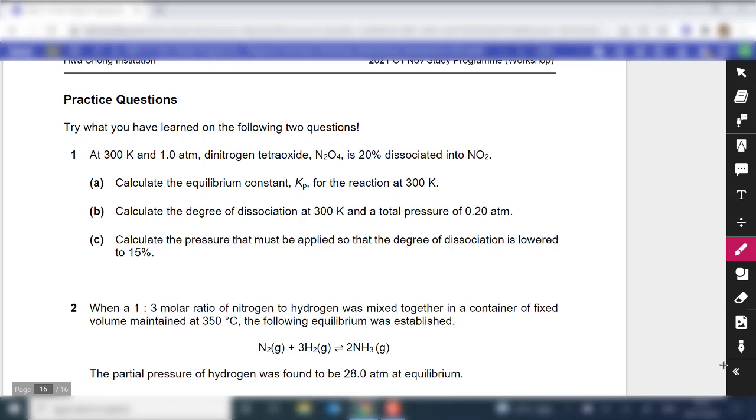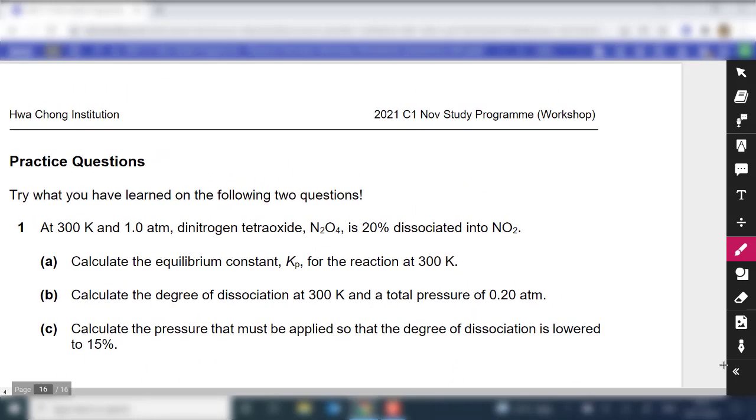Okay, so for the first question, you are told that at a specified condition, 300 Kelvin and 1 atmosphere, N2O4 is 20% dissociated. So you are supposed to calculate the equilibrium constant in terms of partial pressure at 300 Kelvin. Okay, so what we are going to do here is just to write out an ICE table. So this will be N2O4 gaseous, equilibrate to give us 2NO2 gaseous. The ICE table is in terms of the amount, so we need to indicate it as mol. Okay, so the initial amount of N2O4 will let it be X. So NO2 will be 0.